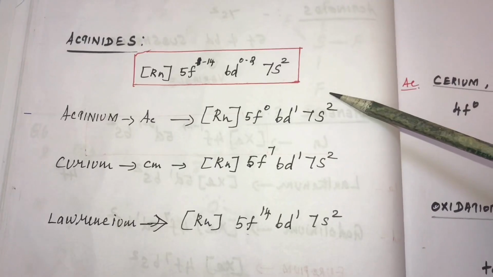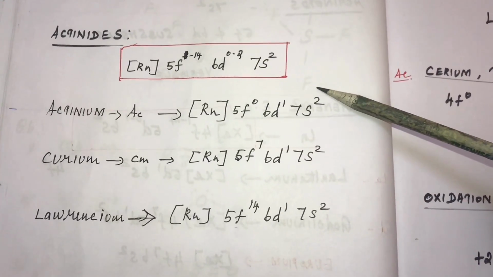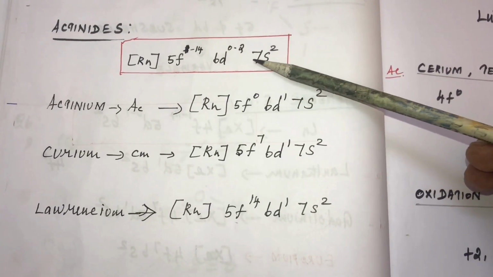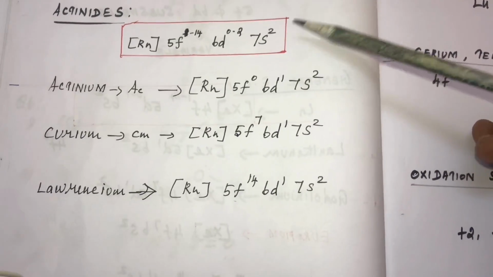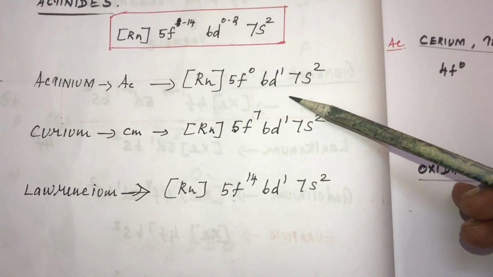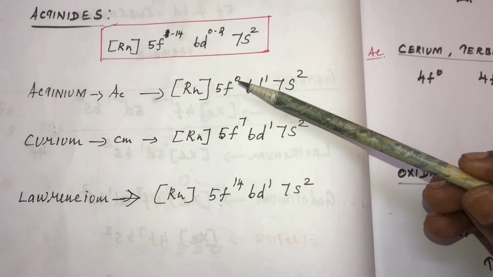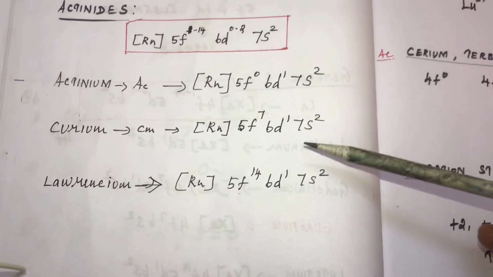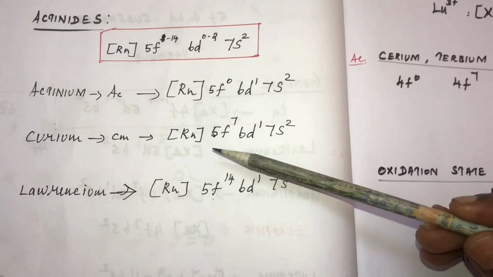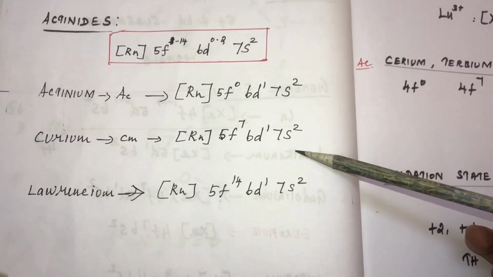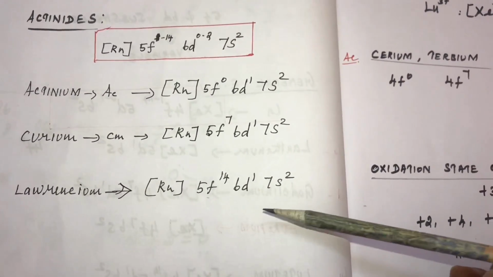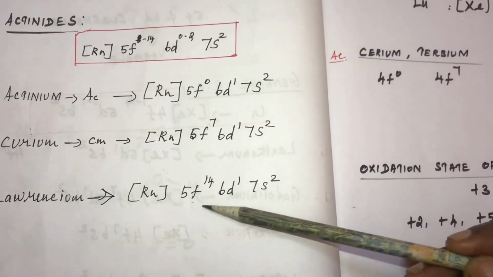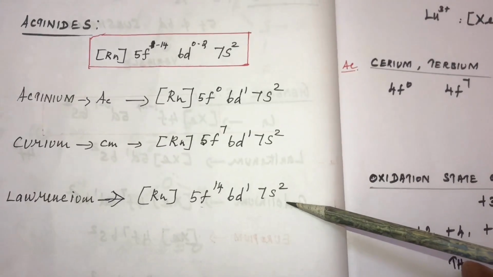Like the lanthanides, the common electronic configuration of actinides is radon 5f1 to 14, 6d0 to 1 and 7s2. Actinium, the first element in the actinide series, possesses 0 electrons in the 5f orbital and has 6d1, 7s2. Curium has the half-filled configuration 5f7, 6d1, 7s2. Lawrencium, the last element, has the fully filled stable configuration 5f14, 6d1, 7s2.